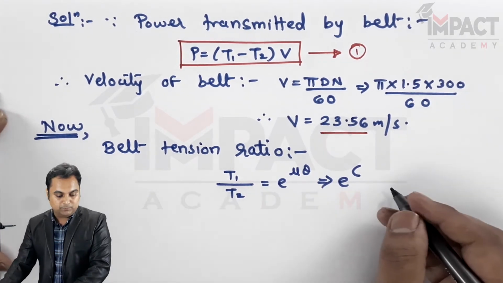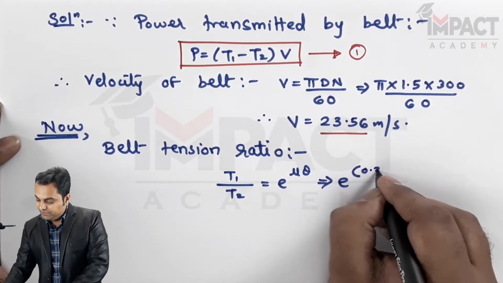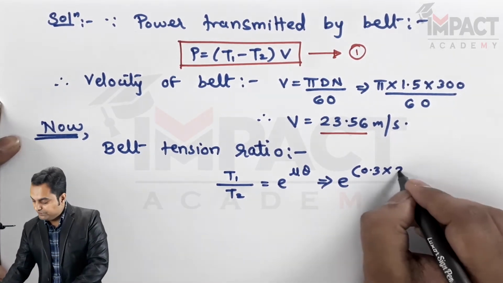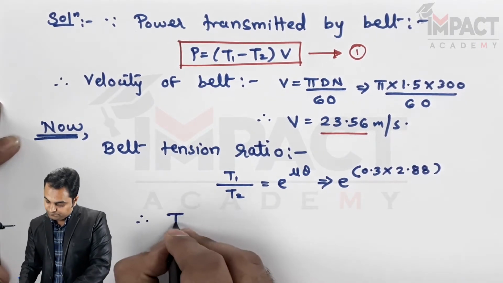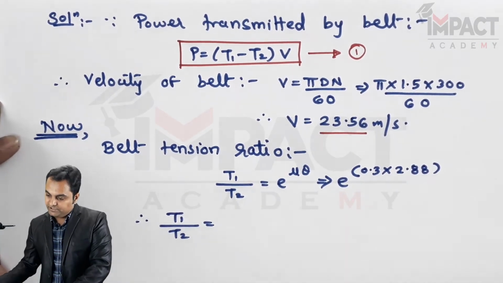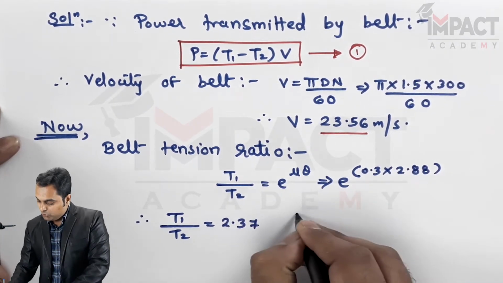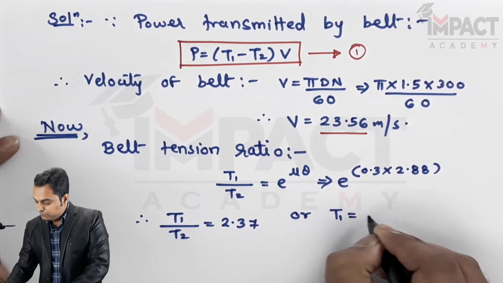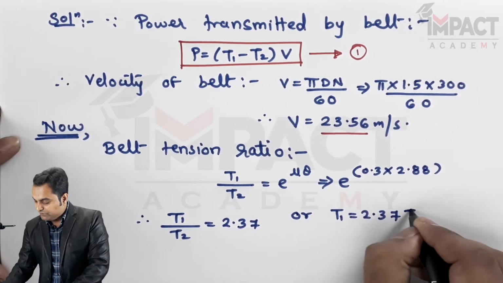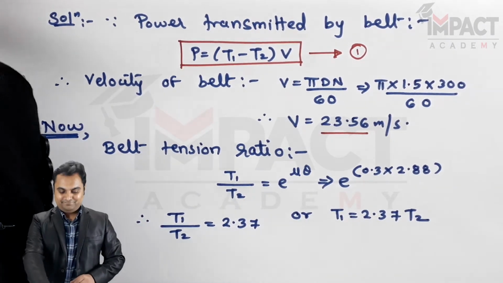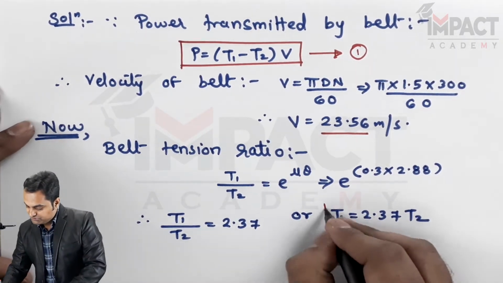Mu is given in the problem, it is 0.3. Theta in radians we have the value 2.88. Therefore, T1 by T2 comes out to be 2.37, or we can say T1 is 2.37 times T2. This will be my equation second.